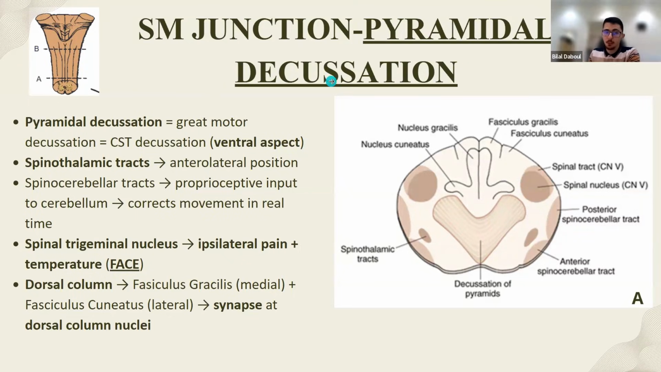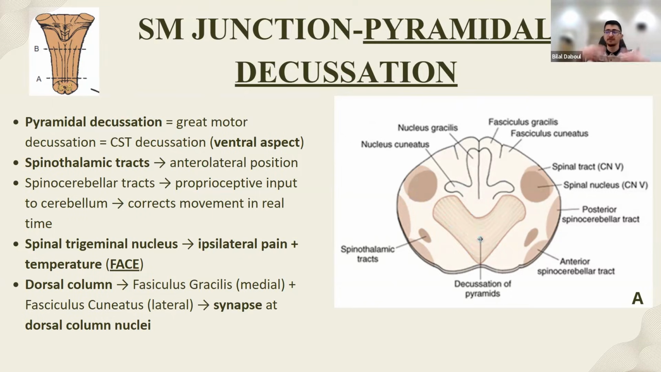The major event that happens here is the pyramidal decussation, or the decussation of the corticospinal tract, as we said previously. Again, we're taking a section at A. The pyramidal decussation is also referred to as the great motor decussation, or the decussation of the corticospinal tract. Again, it's very ventral in position.